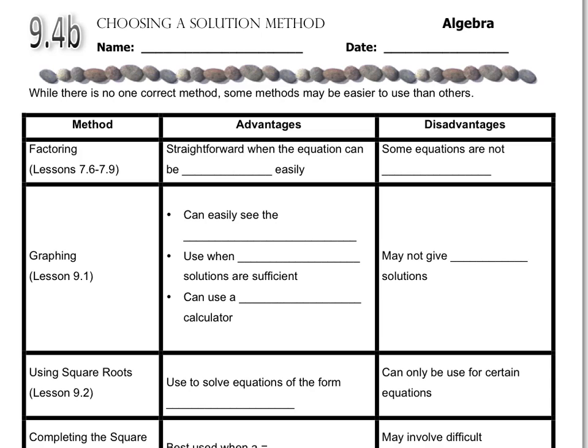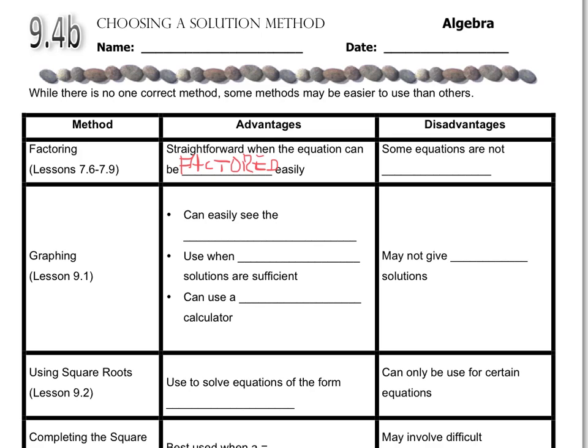So the first one we talked about was factoring. Factoring is an important one. When we have an equation that is pretty straightforward, and we can see that it can be factored easily, one of the quickest ways is to use your factoring, because then with the zero product property, we can find our answer or our solutions quickly.